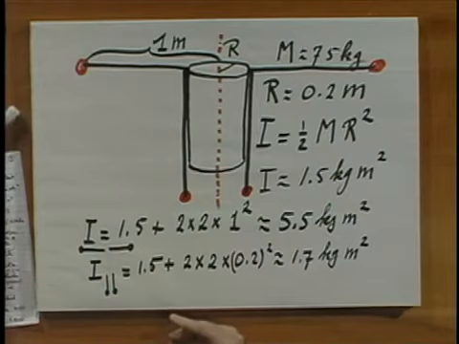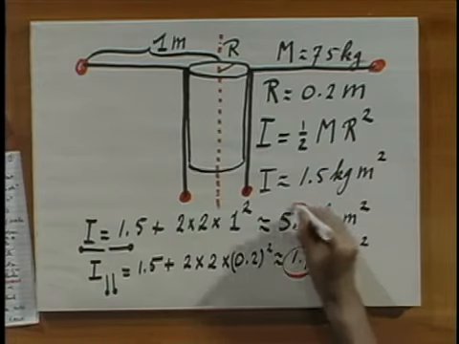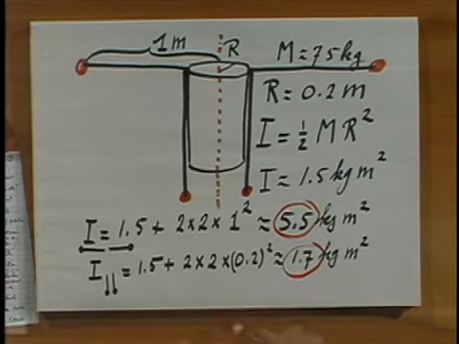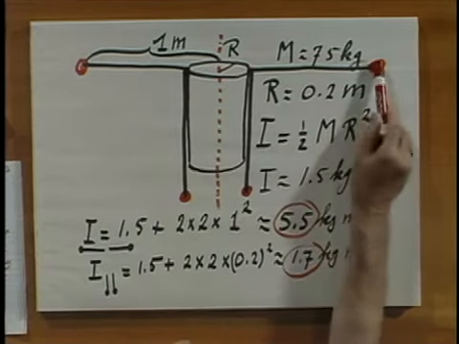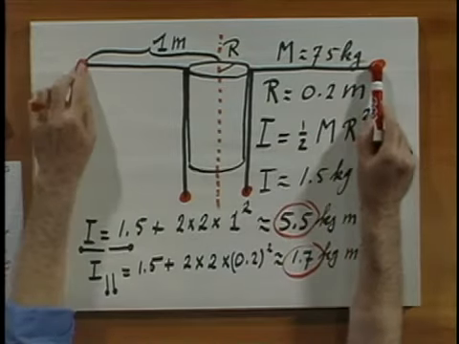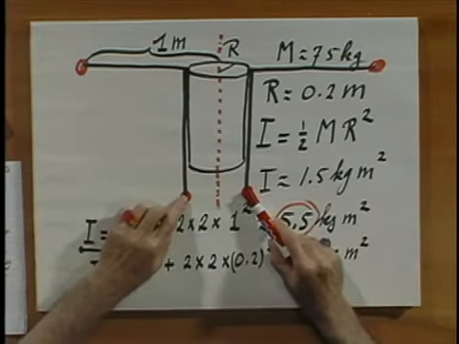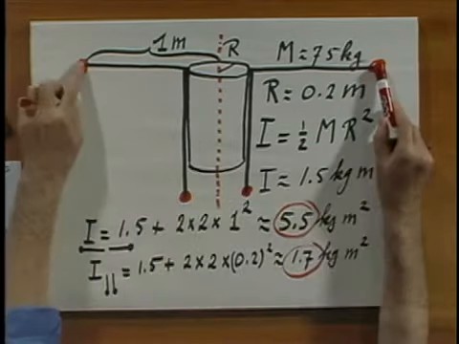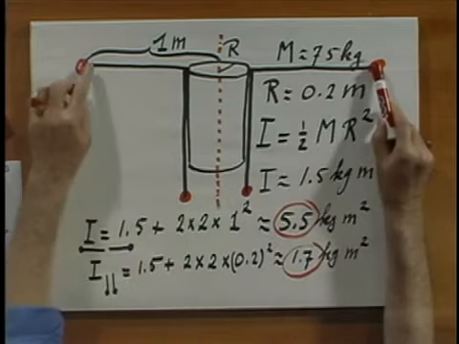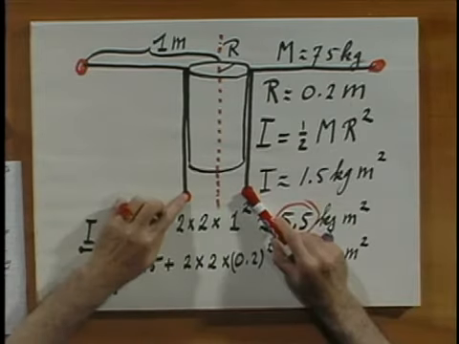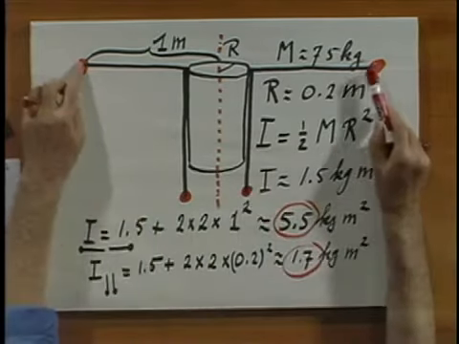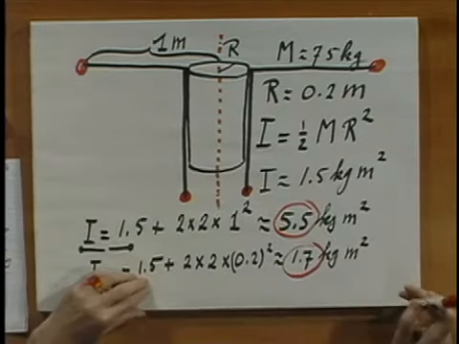But, and this of course is key, the 1.7 is about 3 times smaller than the 5.5. When the masses are stretched, the angular velocity will be 3 times lower than when the masses are here, when the moment of inertia is 3 times lower. And so as this ice skater moves her arms from this position to this position, her angular velocity will change by a factor of 3.